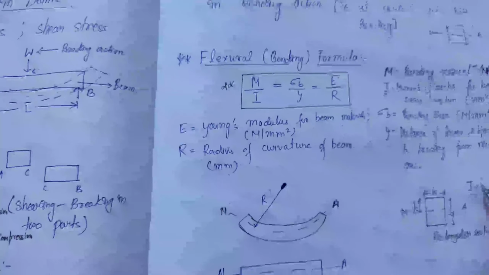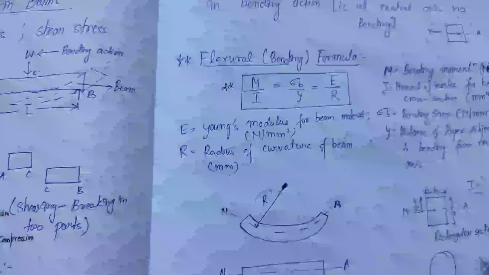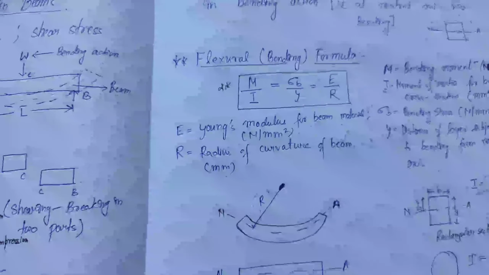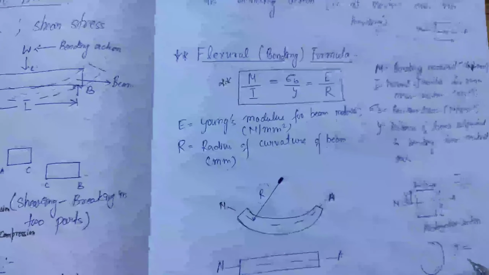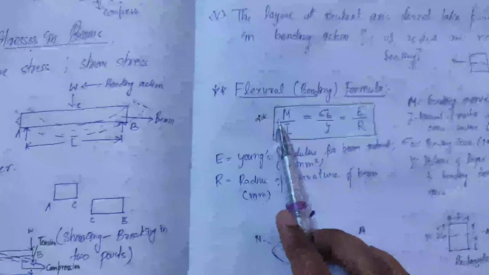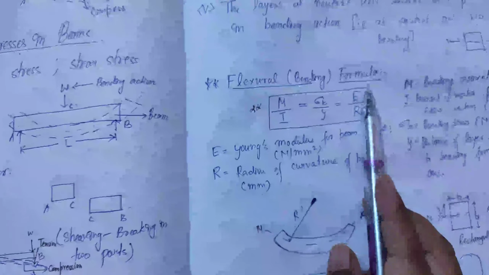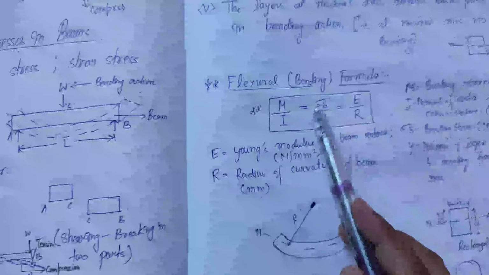For a rectangular beam, if B is given and D is given, you can find the I value. And if this is a circular section, you can also find the I value. Please go back to your engineering mechanics classes to see how to find these I values. So this is my very, very important bending formula. You can also call it the bending equation.